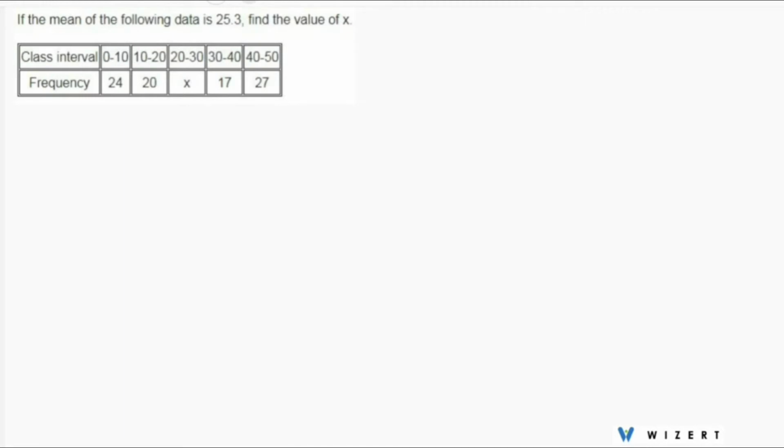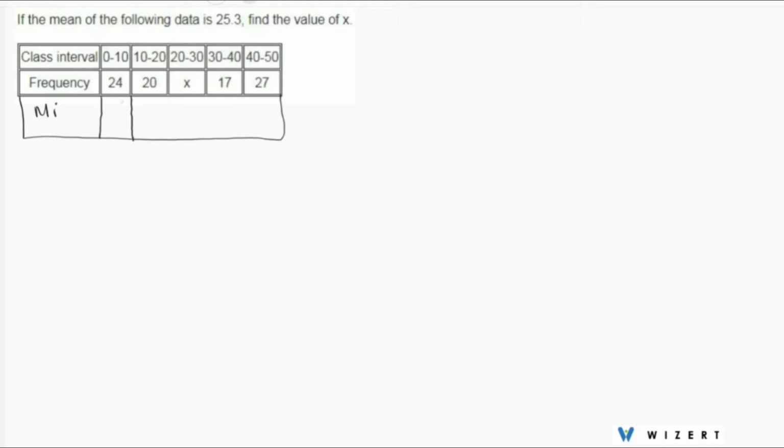We have this question here. If the mean of the following data is 25.3, find the value of x. So to find the mean of grouped data, we'll need to find the class mark of each class. We will call it mi.